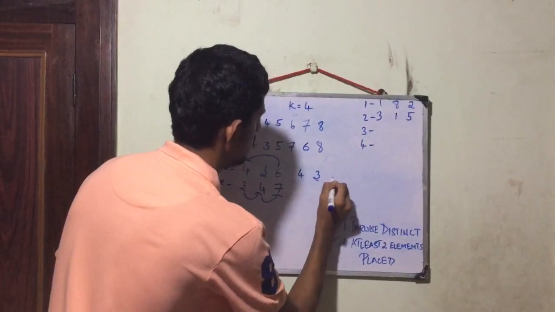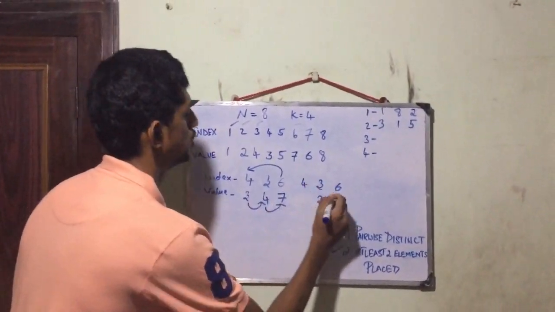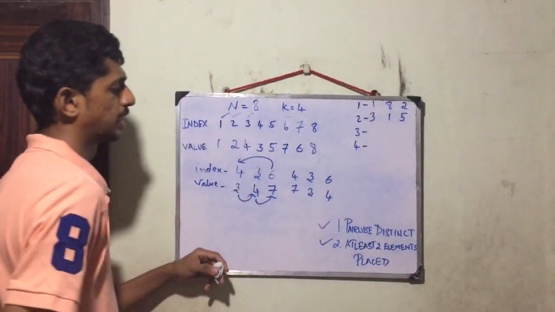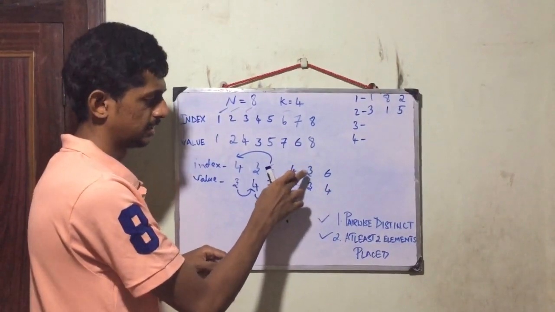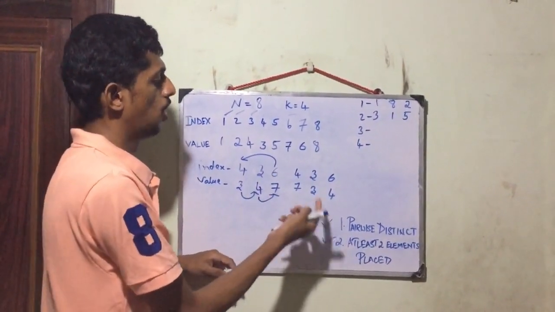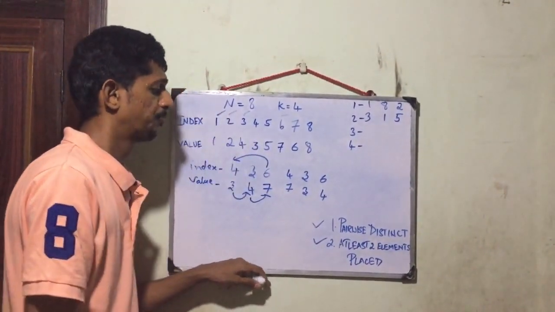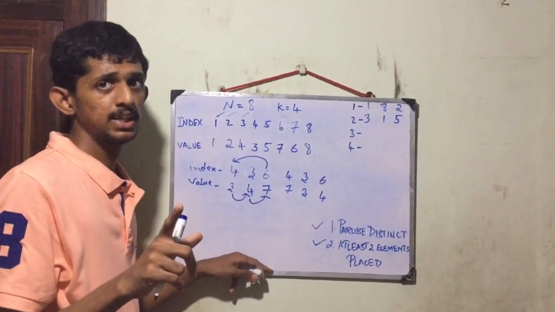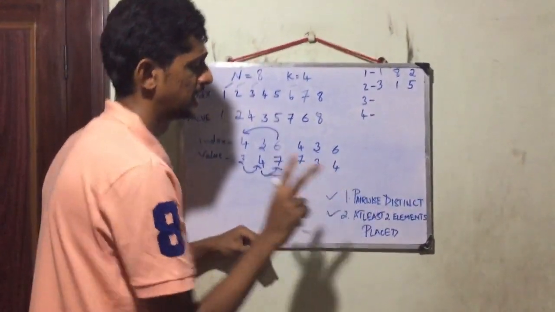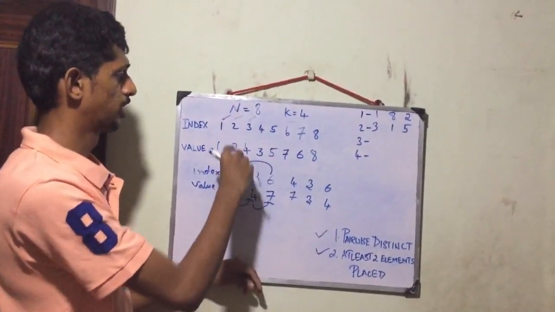4, 3, 6. 3 comes to the third index, 4 comes to the sixth index, 7 comes to the fourth index. Now you can see that 3 is placed in its corresponding index, 7 is not placed in its corresponding index, also 4 is not placed in its corresponding index. So therefore here only one element gets placed in the corresponding index. Our criteria is that at least 2 elements should be placed, so I am not changing the corresponding values.